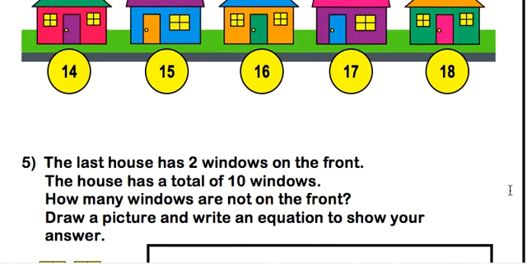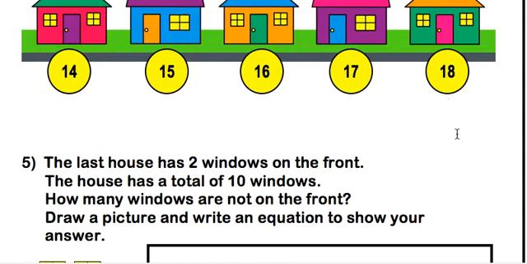Let's look at question number 5. Here it is. The last house has 2 windows on the front. So find the last house and see if it has 2 windows on the front. The house has a total of 10 windows. How many windows are not on the front of the house? So the last house has 2 windows in the front. The house has a total of 10 windows. So there may be some windows you can see and some windows that you cannot see. But the question is, how many windows are not on the front of the house?